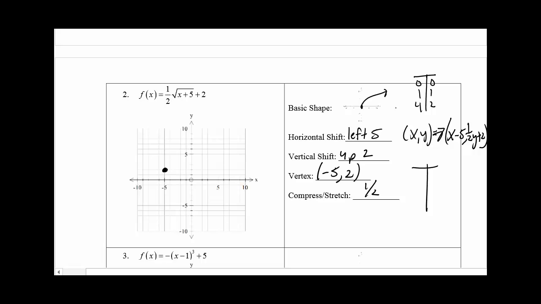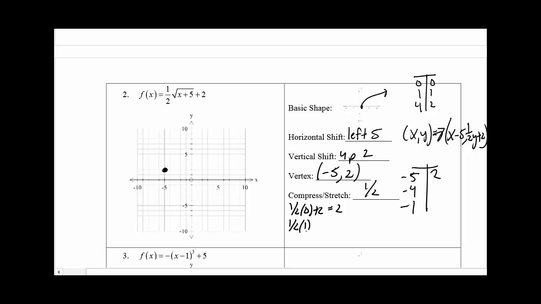So I go 0 minus 5, I'm at negative 1. I'm sorry, 0 minus 5 is negative 5. Wow, maybe it's not as easy. 1 minus 5 is negative 4, and 4 minus 5 is negative 1. And the y values would be, let's see, 1/2 times 0 plus 2. So that puts me at (negative 5, 2), which is where we said that point would show up.